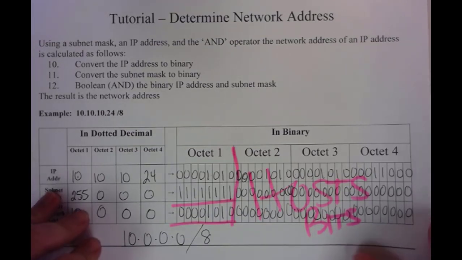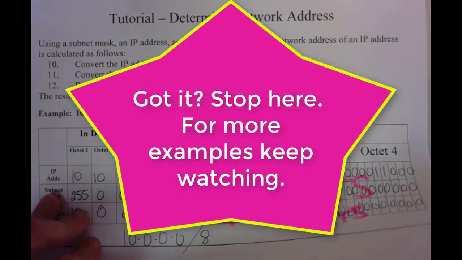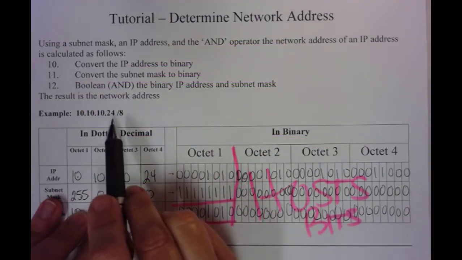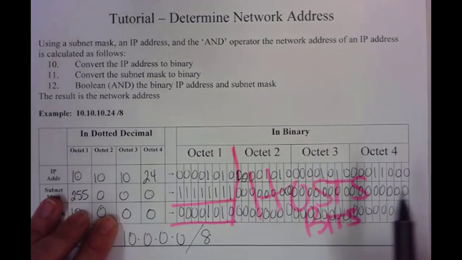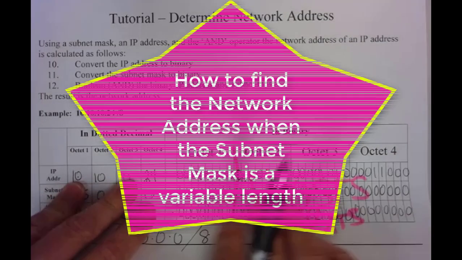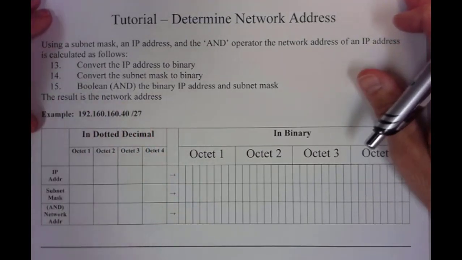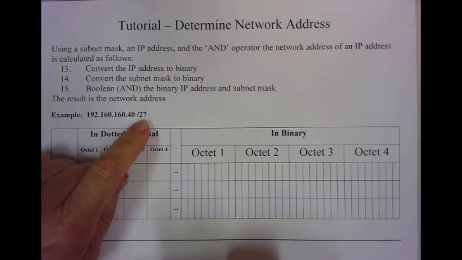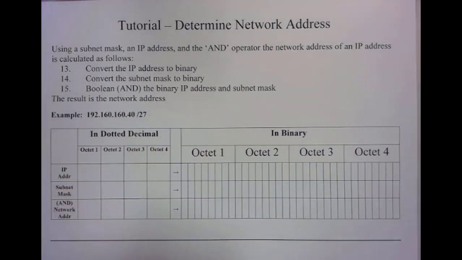You can stop now, or I'm going to have another section where I'm going to do a few more examples, and we're actually going to look at a little bit harder stuff. What we've done so far is subnet masks that end on the octet boundary, the 8, the 16, and the 24. The next examples that I do are going to be subnet masks that end somewhere in the middle of an octet. They can be a little tricky. The next examples are going to be subnet masks of a variable length. They don't land on the octet boundary of 8, 16, or 24.